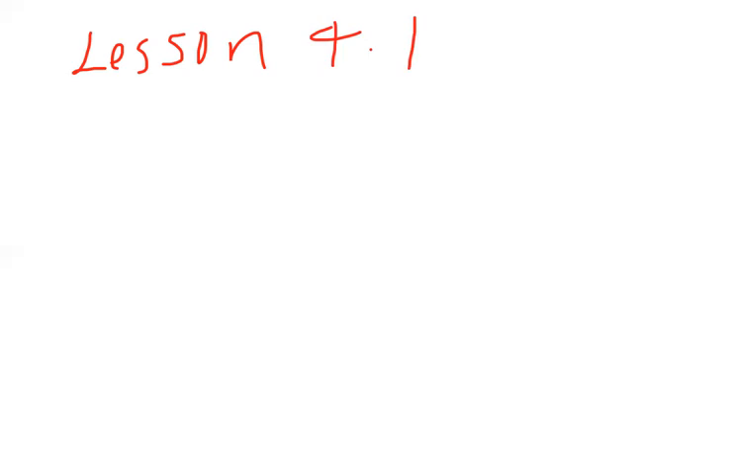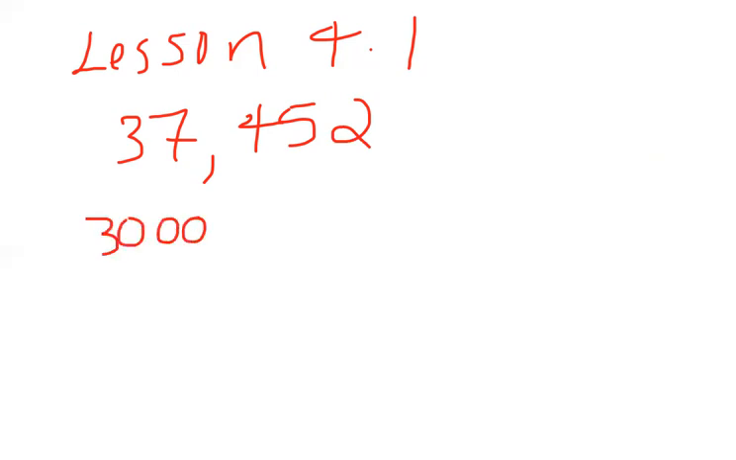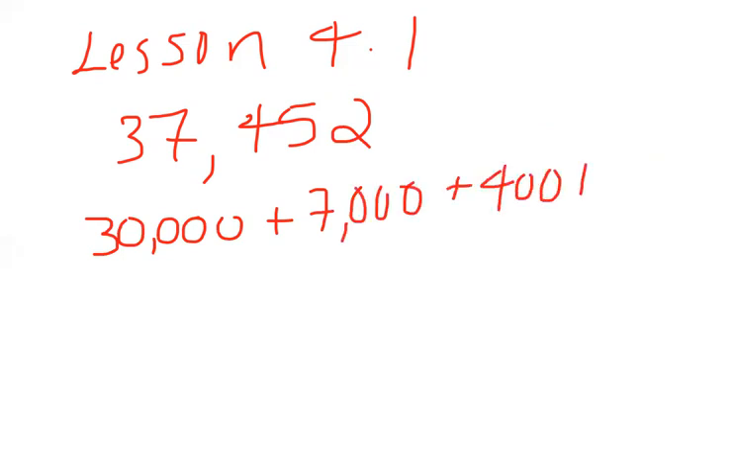So what in the world am I talking about? If you're given a number like 37,452, you have to express this in base 10. This is asking you to break down this number in multiples of base 10. So what multiples of base 10 make up 37,452? This number is made up of 30,000 plus 7,000 plus 400 plus 50 plus 2.